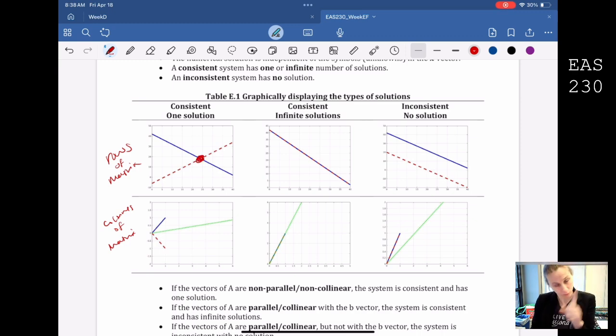We have one solution. Or we can have an infinite number of solutions. This is also a consistent system, but infinite solutions is if they're the same line. So once again, these are independent vectors, or independent equations. These are dependent equations, because it's the same line, it's the same information. And then lastly, we can have an inconsistent system with no solutions. These are conflicting equations.